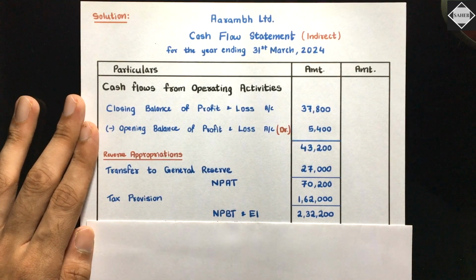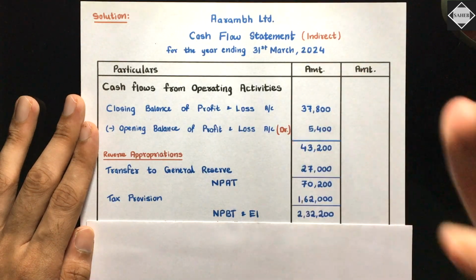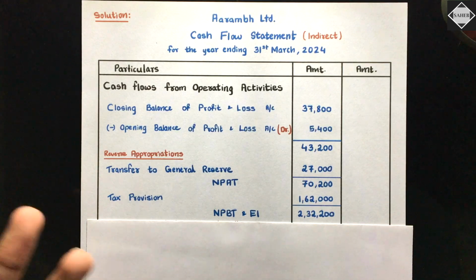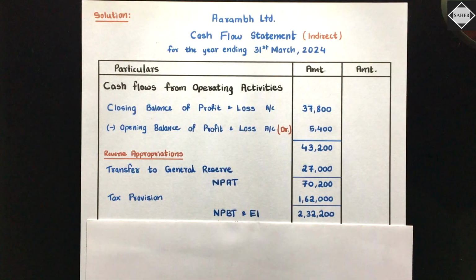After this, what do we need to do? We have to reverse all non-cash and non-operating items, isn't it? So the first non-cash item we can think about is depreciation, isn't it?